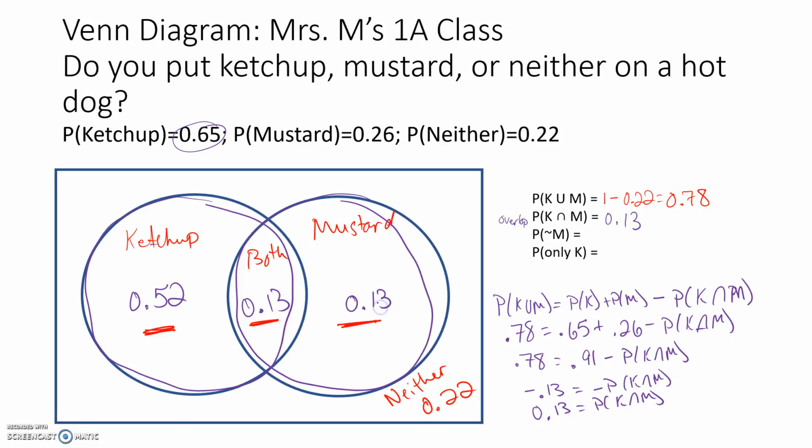And so now we want the probability of people that do not like mustard. That's going to be 1 minus the probability that they do like mustard. So that's going to be 1 minus 0.26. That's 0.74. And then here the probability of only ketchup. Well, only ketchup are these people right here that like only ketchup, they don't like both, which we've already figured out is 0.52. And so that's how you can interpret a Venn diagram, how you can set up a Venn diagram and find some of the different probabilities.